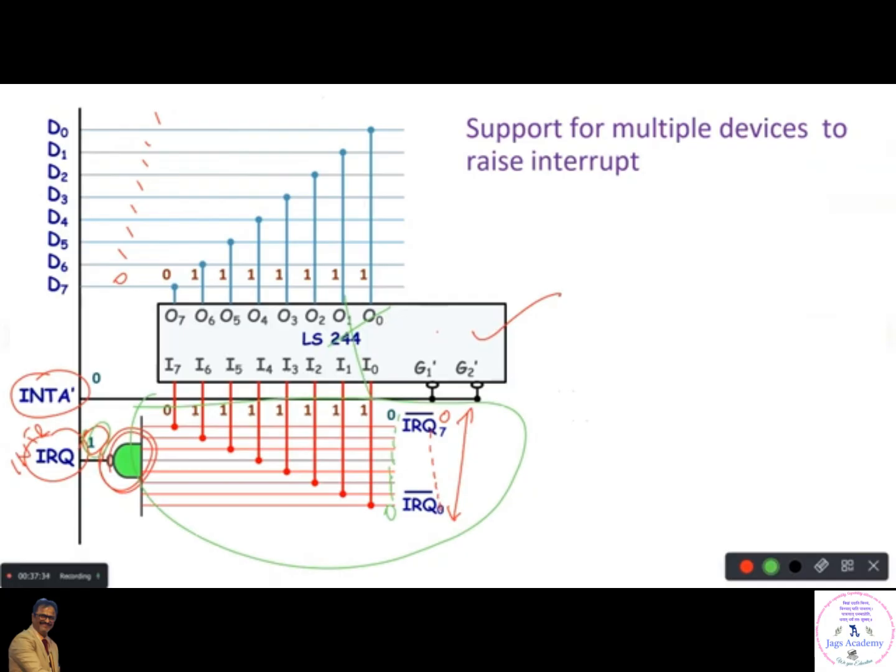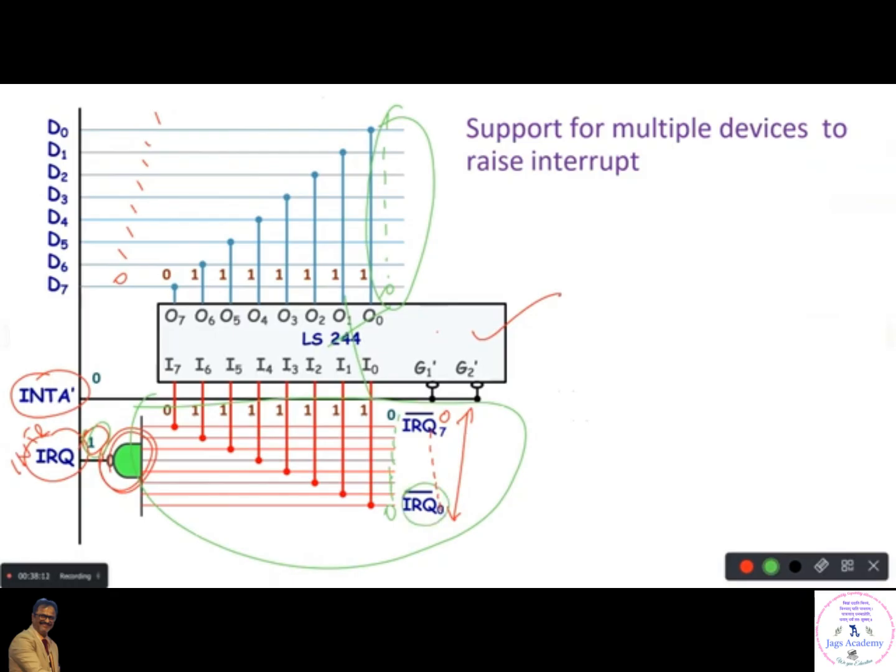Right? Whenever interrupt 0 is requested, this will become 0, all will become 1. Of course, the interrupt signal will go. How does the microprocessor come to know that the interrupt request has come from interrupt request 0 only from this data? It will get 1, 1, 1, 1, 1, 1, 1, 0. With this data, the microprocessor will come to know that the interrupt request is from interrupt request 0 only. There is one drawback in this. What is the drawback?